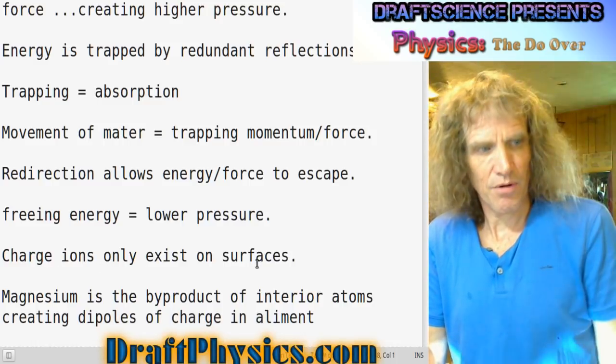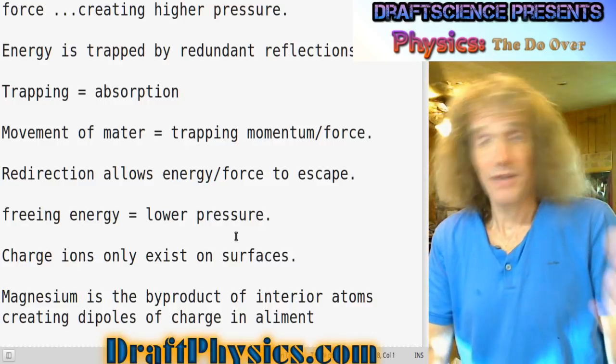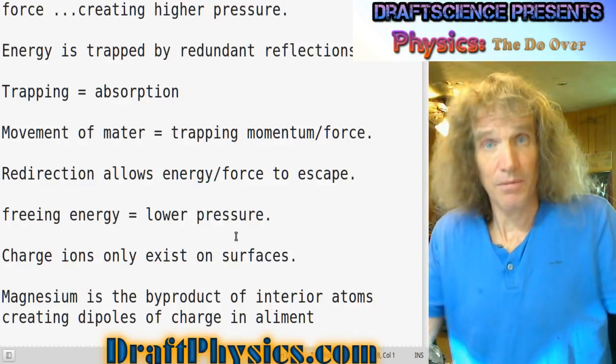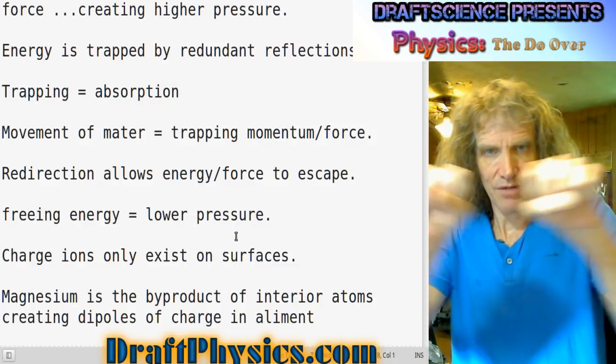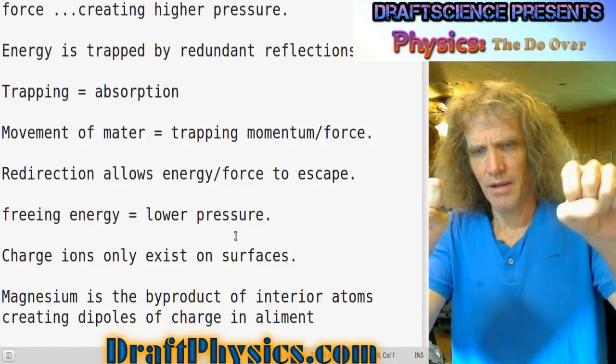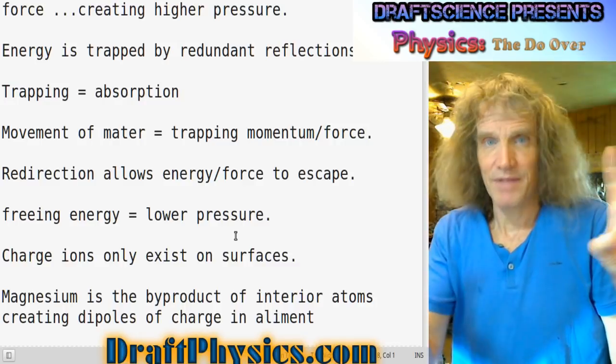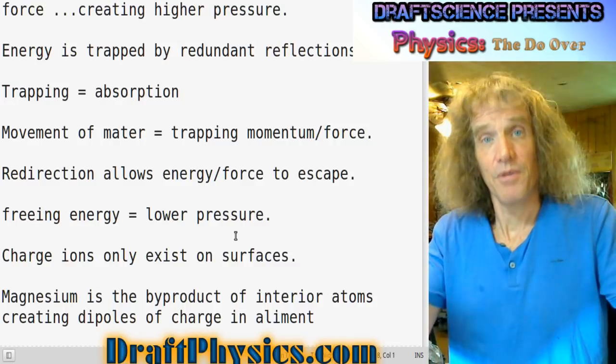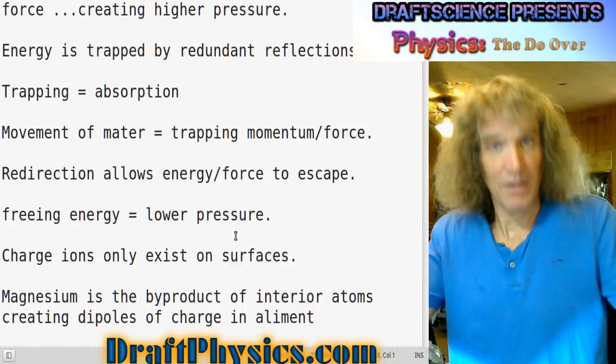Freeing energy equals lowering pressure. So as you lower the pressure, the obvious argument is that energy is being more liberated. But in a sense, when two electrons move apart from each other, the energy is still trapped, so they haven't technically lowered the pressure of the universe, but their movement away from each other is essentially a liberation.